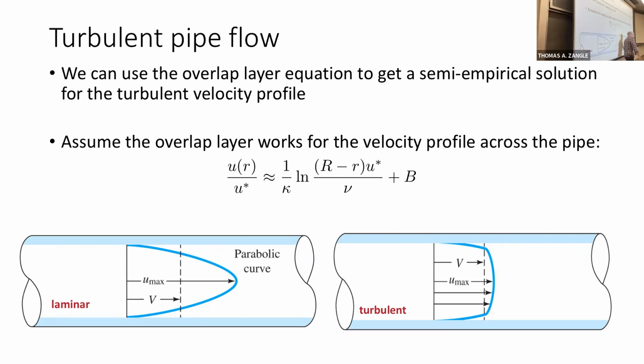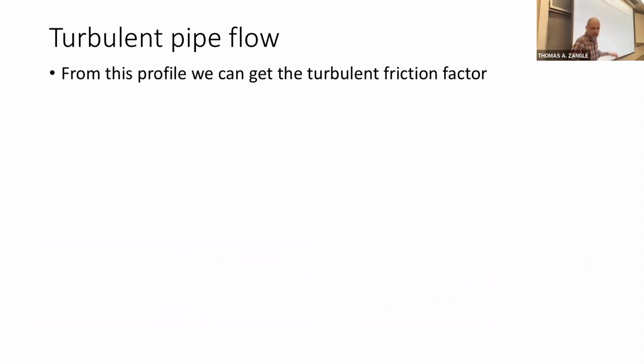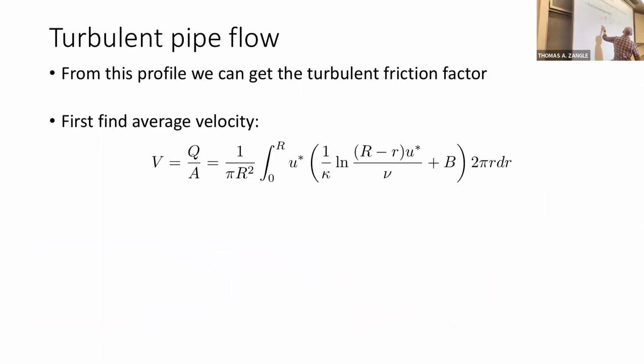So we can do the same thing for our turbulent flow once we have this velocity profile. We have some fitting constants. This is why we say it's semi-empirical. We still have to do experiments to figure out what these things are. But we can find the friction factor as a function of these things first, and then measure that friction factor experimentally. So we can solve for the friction factor. First we need the average velocity.